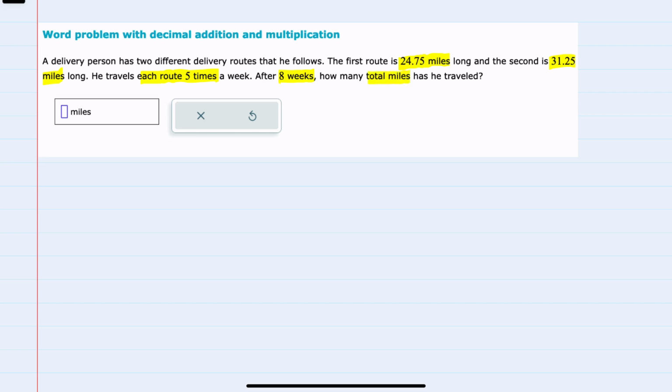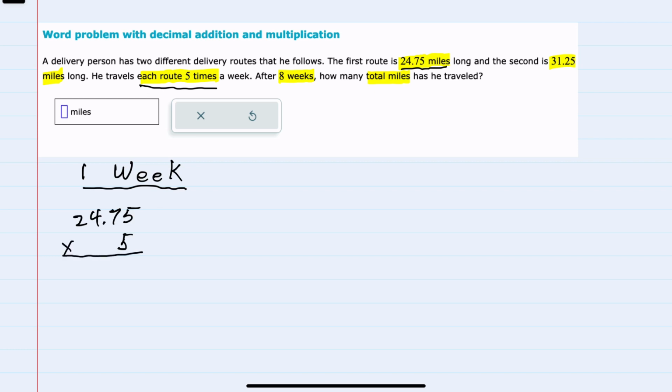So to start, we'll look at 1 week where he travels each route 5 times. So route 1, which is 24.75, we'll need to multiply that by 5 because that's how many times he does that route each week. And then we'll also want to take that second route, 31.25, and multiply it by 5 as well, because he also does that route 5 times per week.